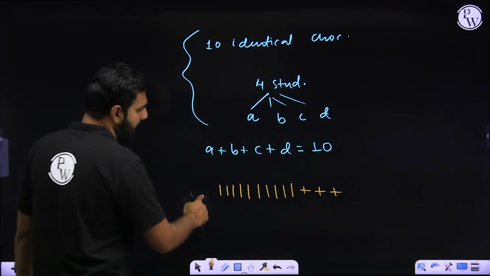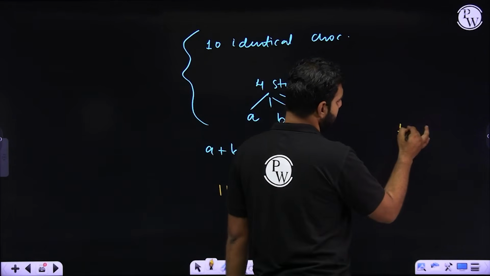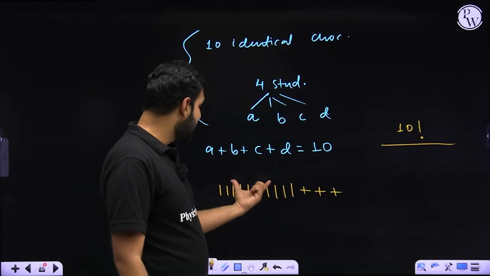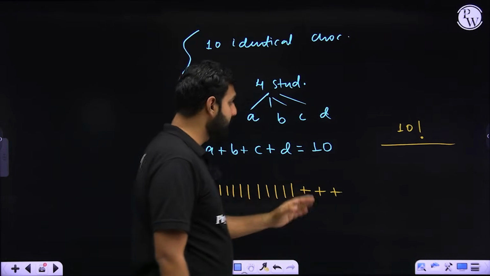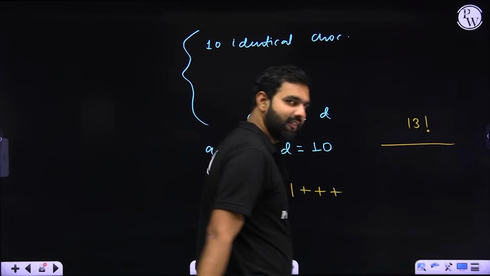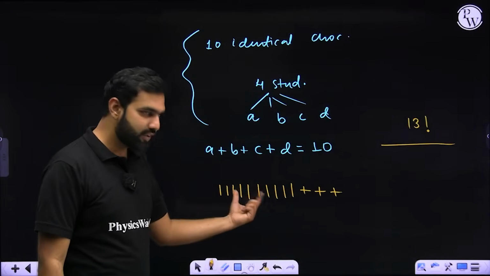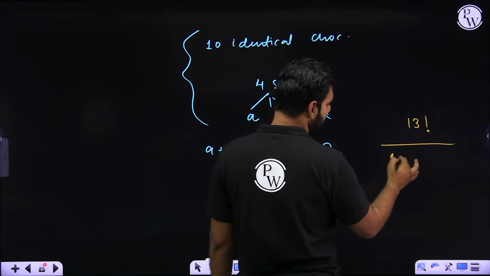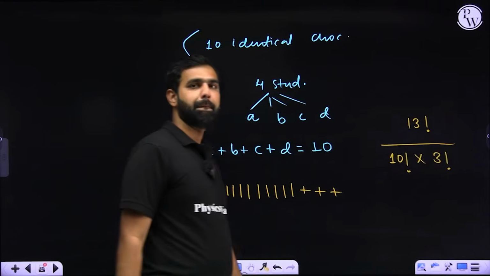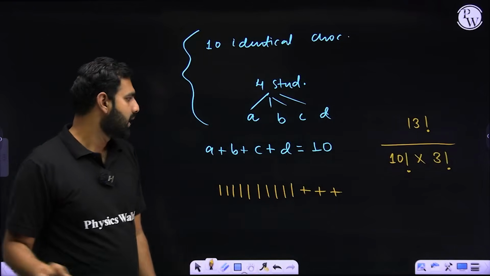Here I am having 10 objects. So 10 objects can be arranged in 10 factorial ways. Divided by, sorry, these are not 10, it is 10 plus 3, 13. I'm really sorry. So there are a total of 13 objects. So 13 objects can be arranged in 13 factorial ways, out of which 10 are identical. So 10 are of a type, which means 10 factorial, into 3 are of another type, which means 3 factorial. This is the solution. I hope you're understanding.